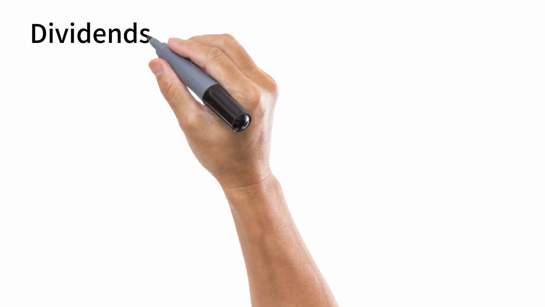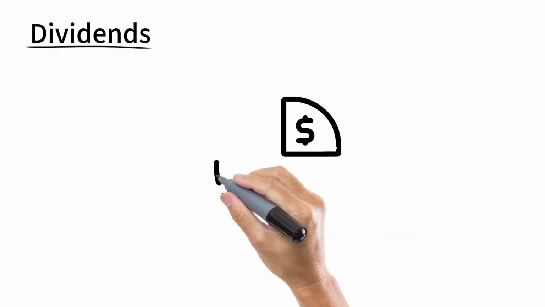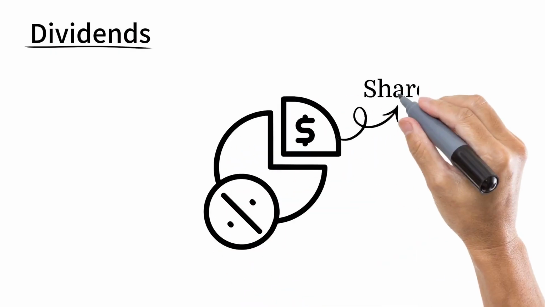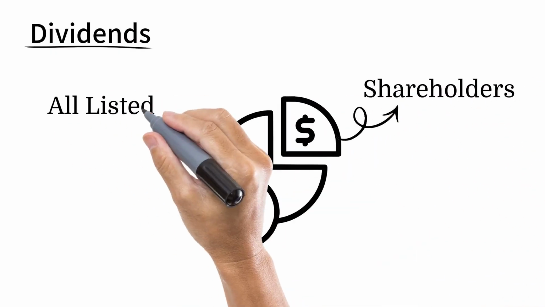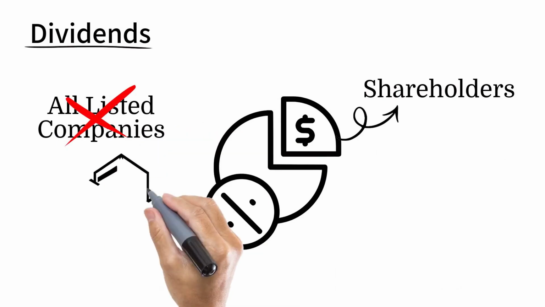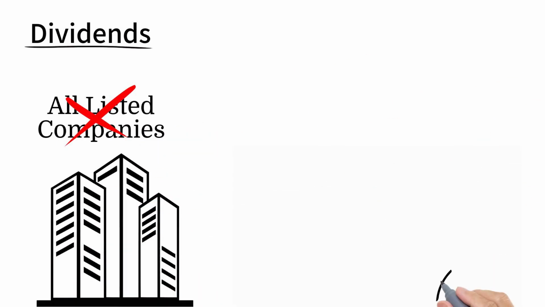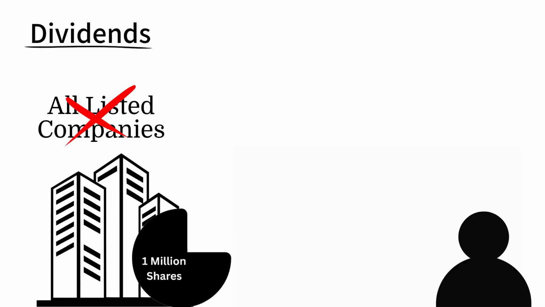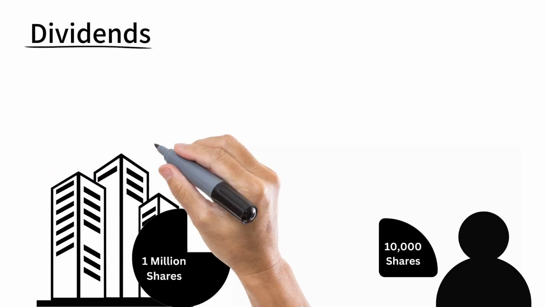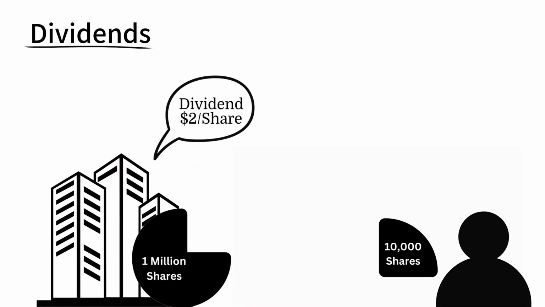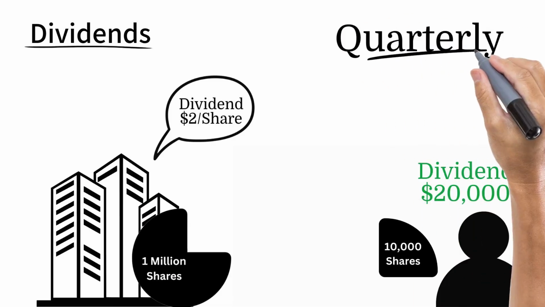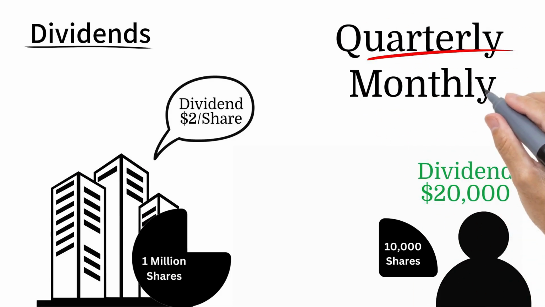A dividend. It is a portion of a company's profit that is paid out to its shareholders. Not all companies pay dividends, but many do, especially large established firms. For example, if you own stock in a company that declares a dividend of $2 per share, you receive $2 for every share you own. Dividends are typically paid quarterly, though some companies pay monthly or annually.